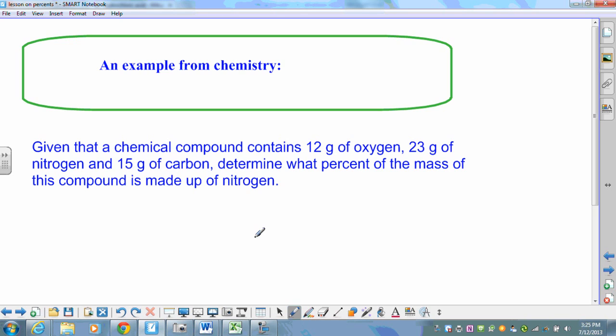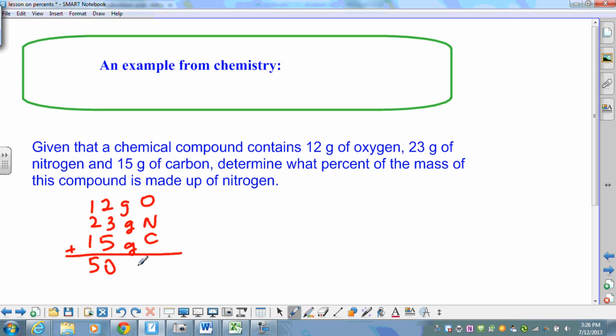So, assuming it's made up of only these three elements, let's go ahead and add up those quantities to find the total mass for the given quantity. So we have 12 plus 23 plus 15. And 12 grams represents the mass of oxygen. This one represents the mass of nitrogen. And the last one represents the mass of carbon. So if we just add those up, we're getting 50 grams total for the compound.